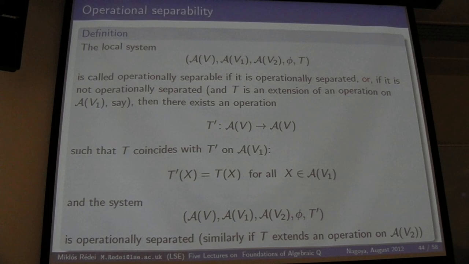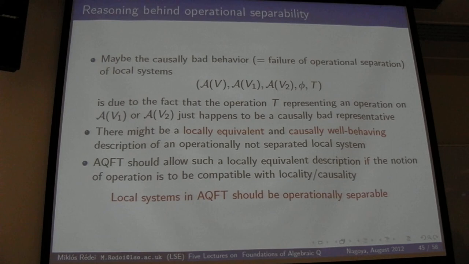So the idea here is that maybe this causally bad behavior, the failure of operational separation of the local system here, is due to the fact that the operation T, which represents a local operation on A B 1 or A B 2, just happened to be a causally bad representative, and then you can choose another representative which coincides with the original one on where it was performed, and which is causally well behaved. So the causal bad behavior is curable somehow. That's the idea. If an operation is causally badly behaved, maybe I can replace it by another one which is causally all right, and which coincides with the original operation on the local system. That's the idea.